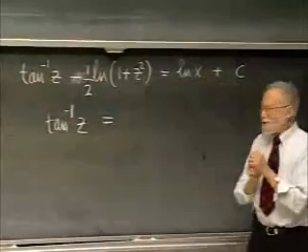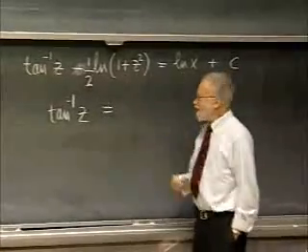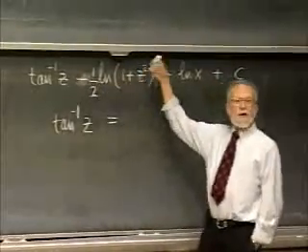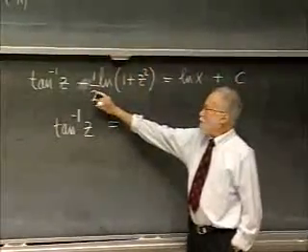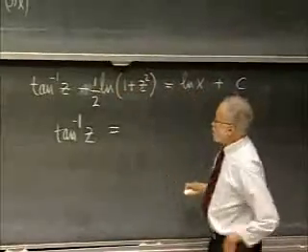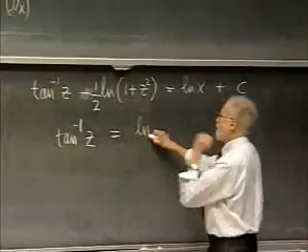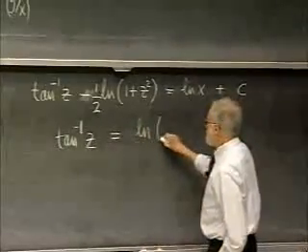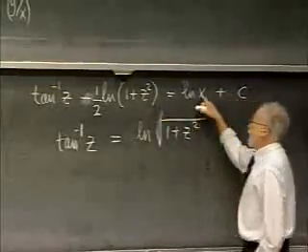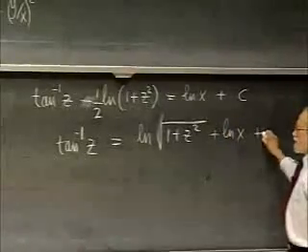I'm going to use as many laws of logarithms as possible. I'm going to put this in the exponent and put this on the other side. That's going to turn it into the arctangent of z equals the log of the square root of 1 plus z squared, plus the log of x plus c.